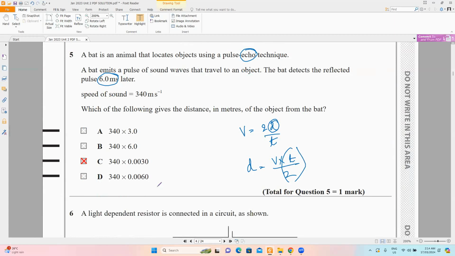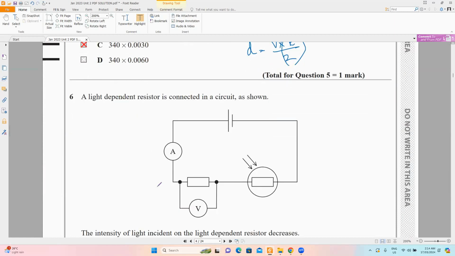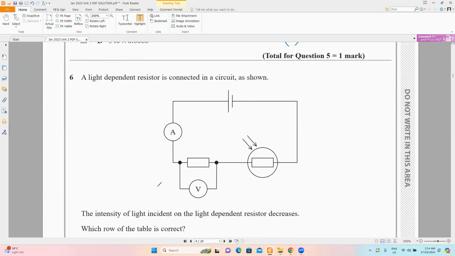A light-dependent resistor is connected in a circuit as shown. The intensity of light incident on the light-dependent resistor decreases. We all know if the intensity decreases, the resistance of the LDR increases. And since they're connected in series, if the resistance of one component increases, the voltage across it also increases. So if the voltage across the LDR increases, since they're connected in series and the total voltage must remain constant, the voltage across the fixed resistor must decrease.